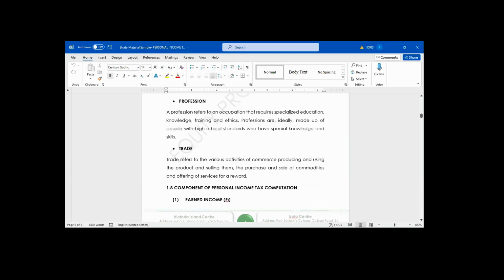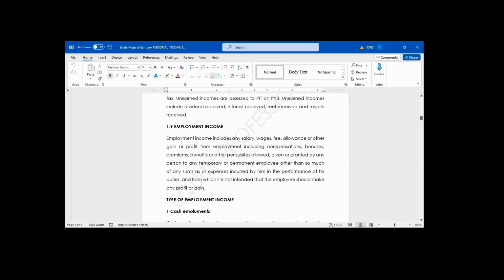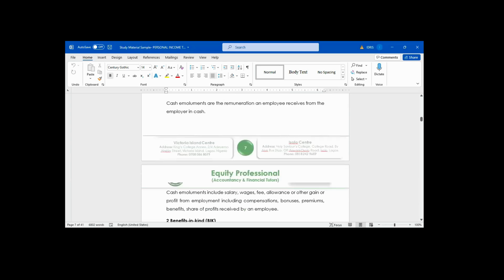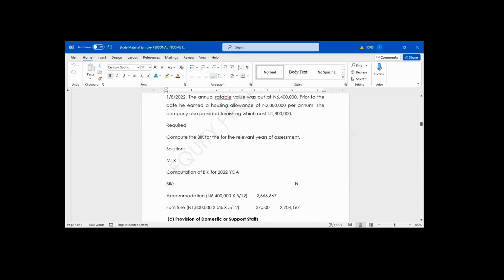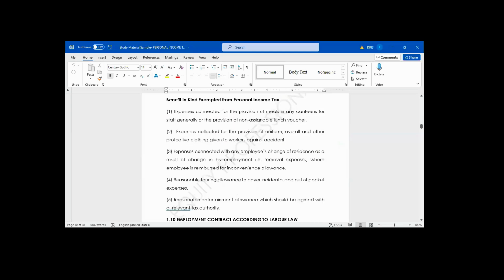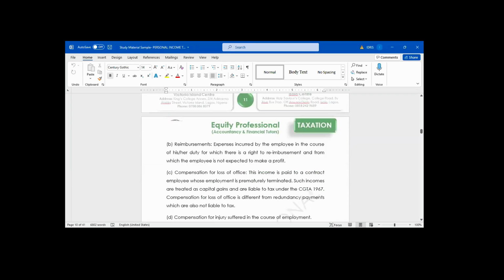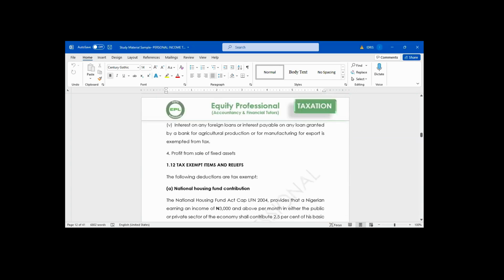Now, how do we compute this personal income tax computation? Let's go to that, how we compute the personal income tax. We are still coming to all this theory. When we are explaining the personal income tax computation format, we are going to look at those theories one by one.